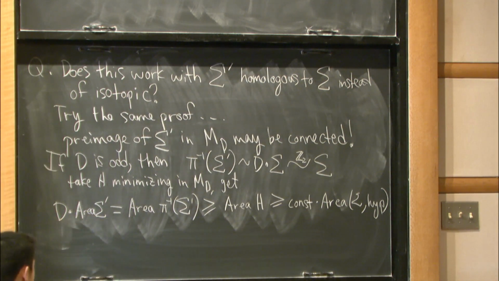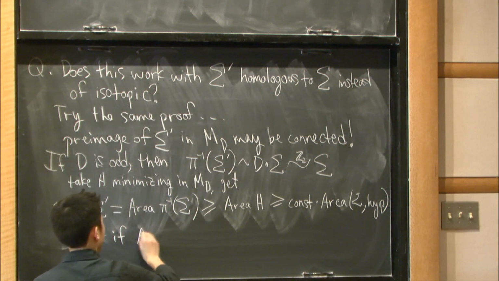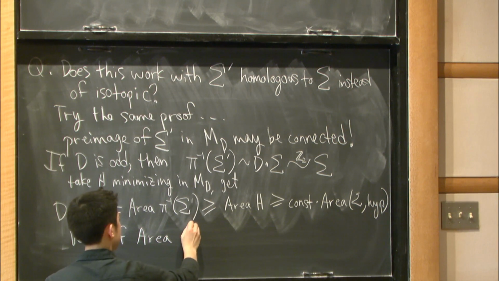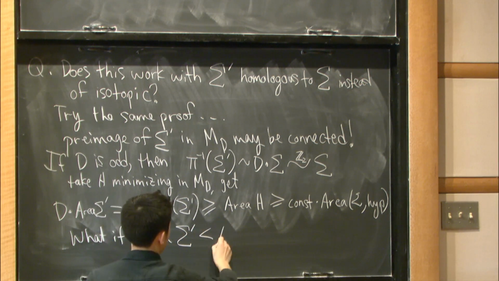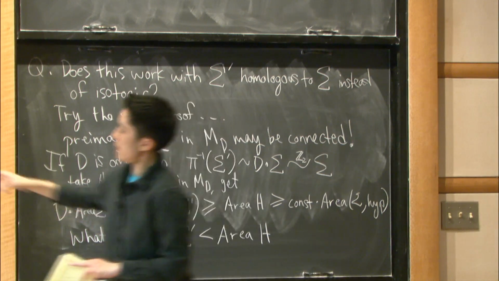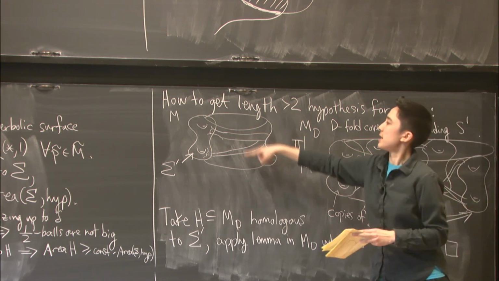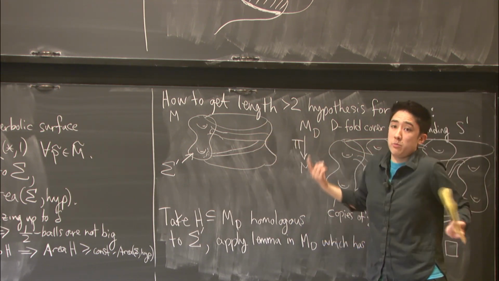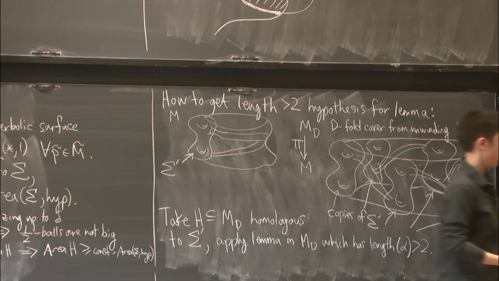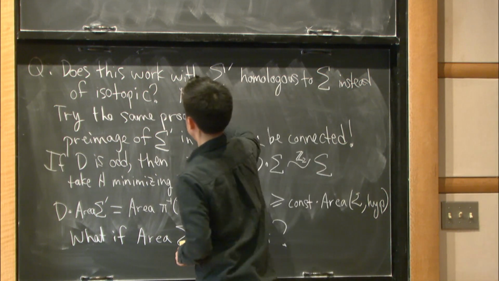So the issue is, what if we had a weird situation where somehow we were able to have the area of sigma prime less than the area of H, so that the area minimizing hypersurface in the cover is bigger than the area minimizing hypersurface downstairs for some reason. So this didn't seem to work.